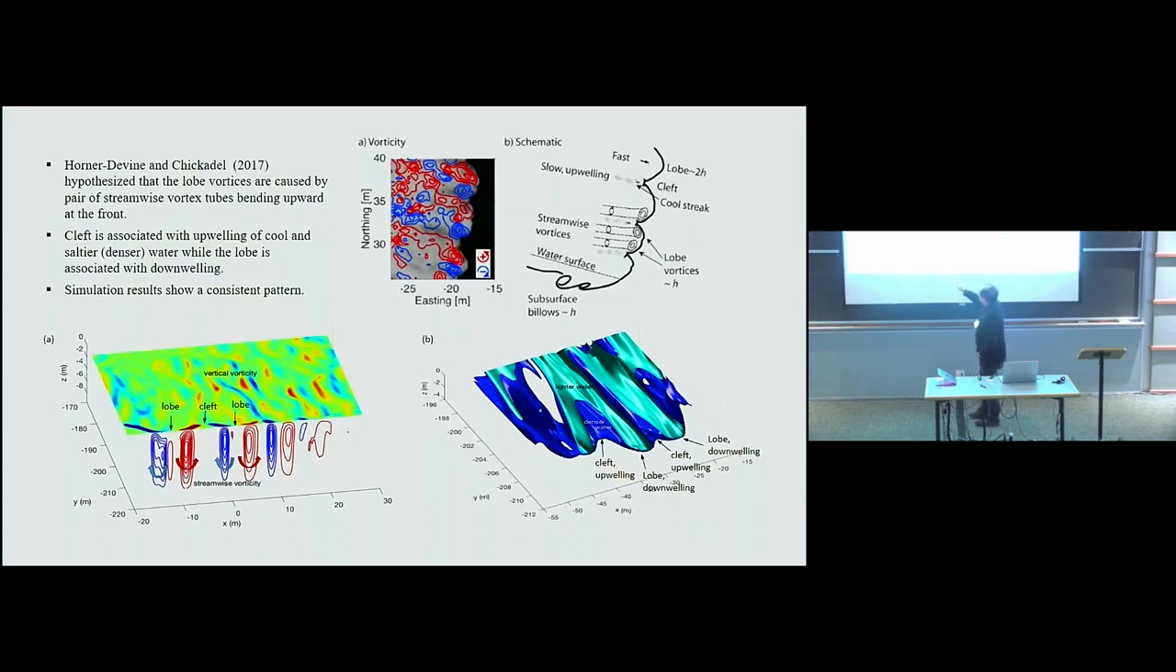But if that's the case, the cleft should be associated with upwelling of cooler, denser fluid. And I just want to show you that indeed our simulation also showed that there's an upwelling of denser fluid. And so now, if I've convinced you that our model is doing a good job reproducing the observation, I want to use the numerical model to explain why there's this generation of streamwise vortex tube.